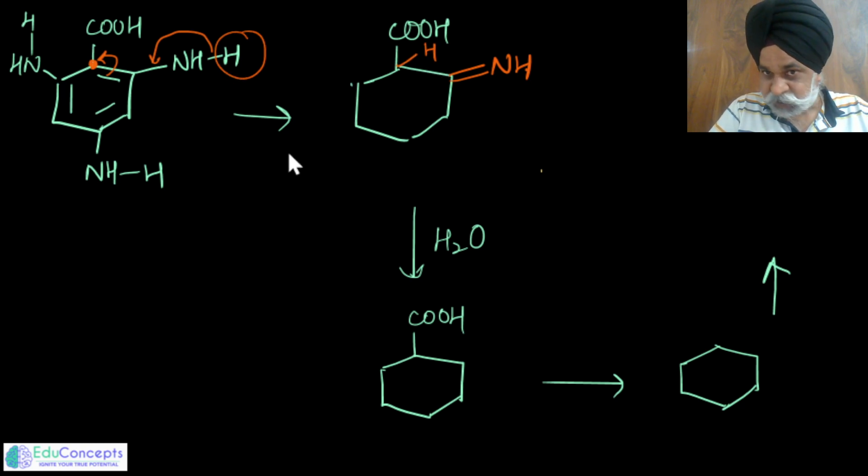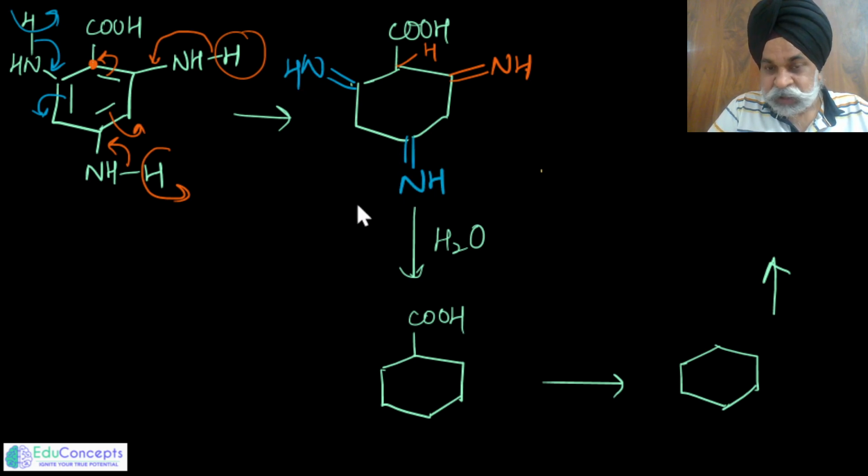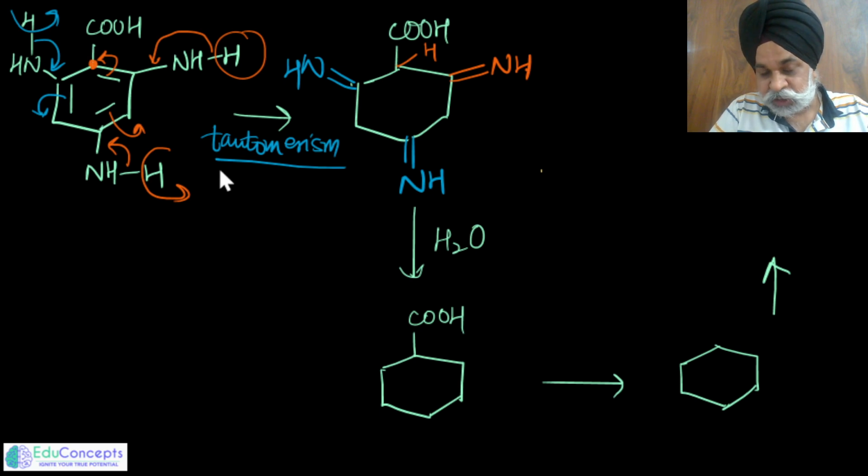So H goes here. Similarly, you can do the tautomerism from this side also in the same way, as well as from this side. Once you do the tautomerism, you get an imine on all the sides. This particular compound is called an imine. So this is the first step, which happened as tautomerism. Many students only remember keto-enol tautomerism.